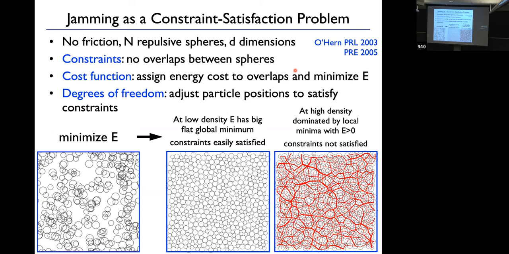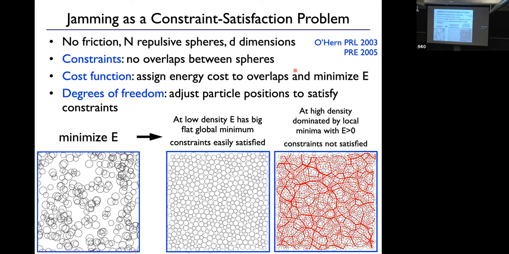So that's explaining this in physics terms. Let me now explain it the way a computer scientist would do it, and you'll see why later in the talk it's useful to think about jamming this other way. Say I've got a bunch of spheres and I want to put on constraints. I don't want any of them to overlap. So how am I going to enforce these constraints? Well, I'm going to construct a cost function, which says that if there are overlaps, I pay a price.